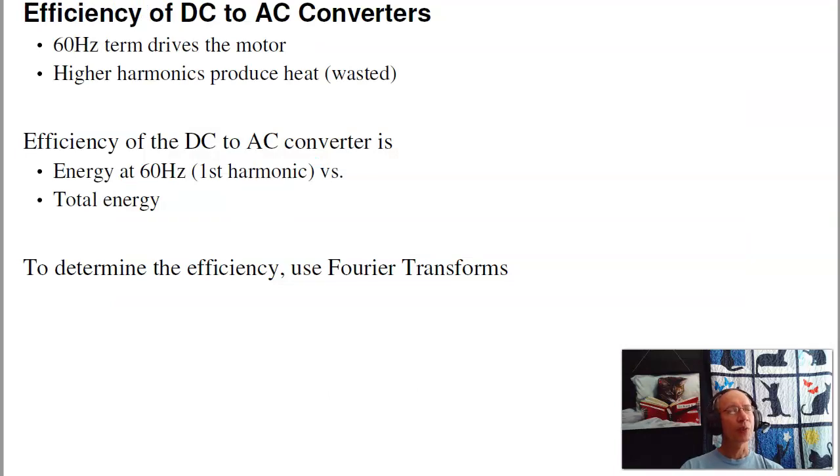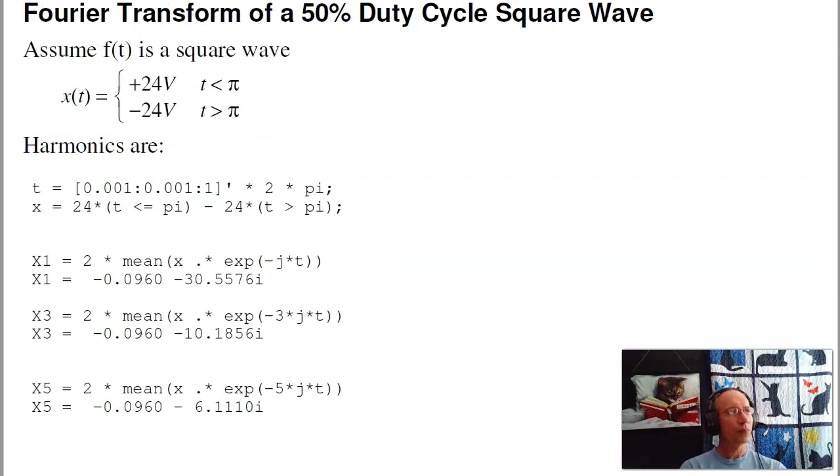So to determine total energy, you need to use Fourier transforms. Starting out, suppose I had a square wave, 24 volts high, then 24 volts low. To find the energy in the first harmonic, I take the Fourier transform. Input your signal x of t, then find out the Fourier coefficients for the first harmonic, second harmonic, third, fourth, fifth, and so on. Turns out the even harmonics are 0.